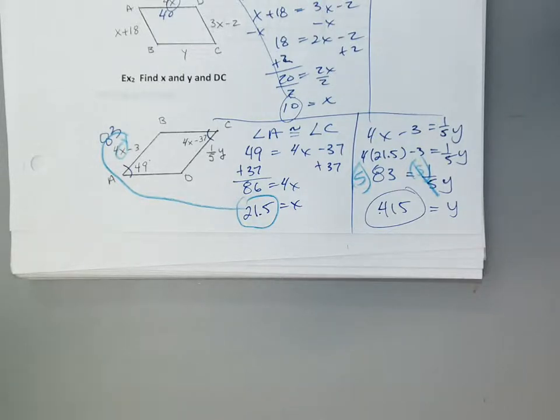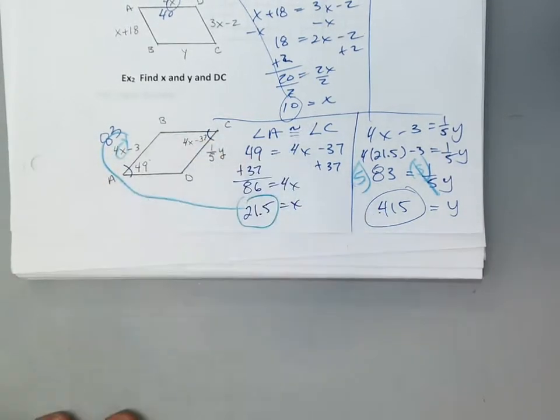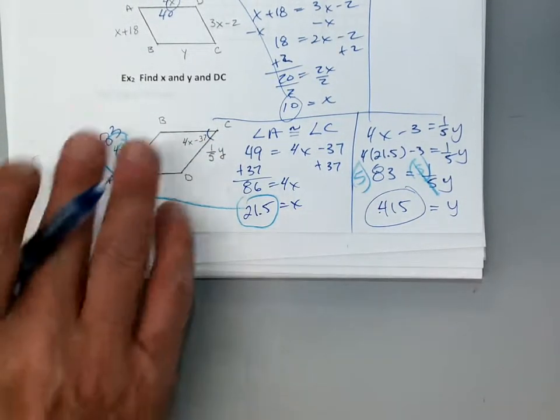Am I going too fast? No. So wait, 415 divided by 5 would be 83. Yes, try it. So DC would be 83. Yes, because if this side's 83, this side's 83. Yes, totally right. Good job, Derek. Okay, turn the page. Now on the back side.